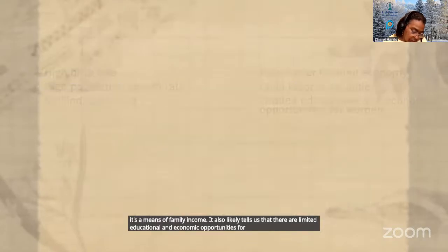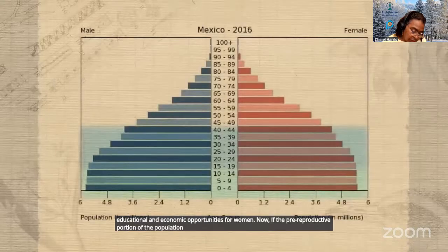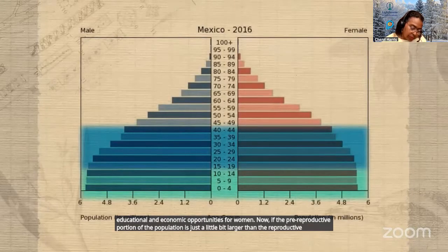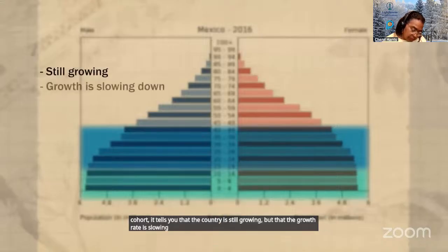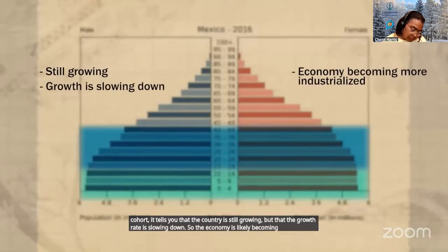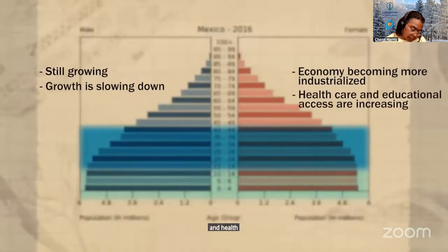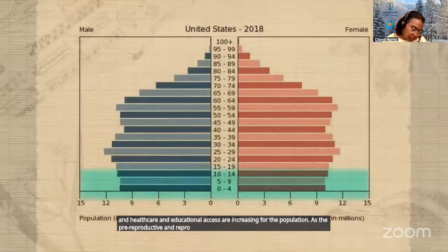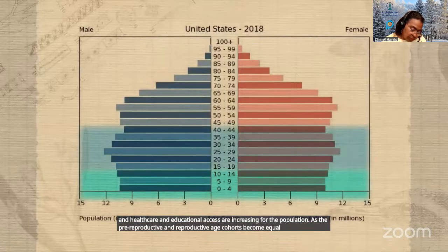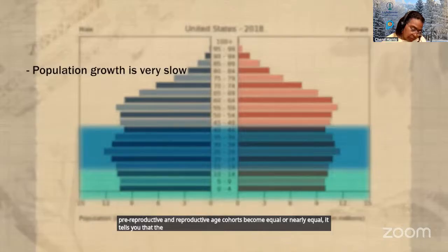Now, if the pre-reproductive portion of the population is just a little bit larger than the reproductive age cohort, it tells you that the country is still growing, but that the growth rate is slowing down. So the economy is likely becoming a little more industrialized, and healthcare and educational access are increasing for the population. As the pre-reproductive and reproductive age cohorts become equal or nearly equal, it tells you that the population growth rate is very slow and that the country is nearing a stable population size.